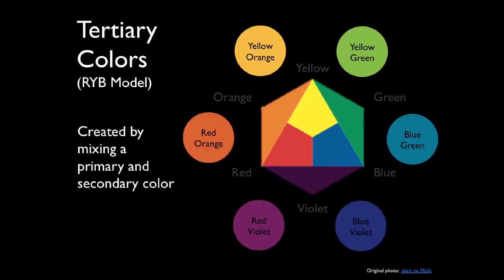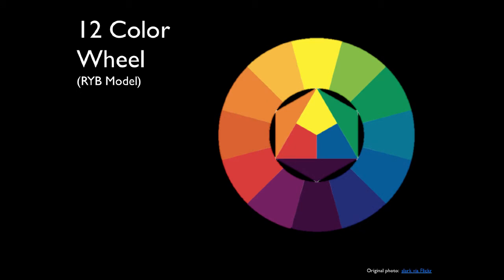And then from there, we can also create our tertiary colors by mixing a primary with a secondary color. So for example, we could take yellow and add it to the secondary of orange and create yellow-orange. And we could express this as a wheel of color, as shown here.